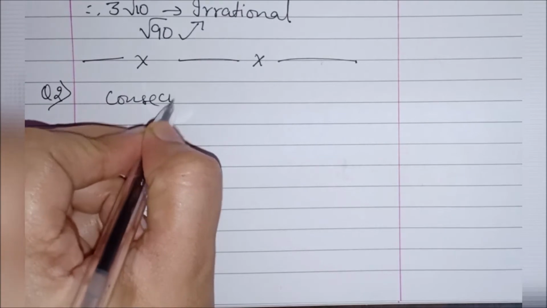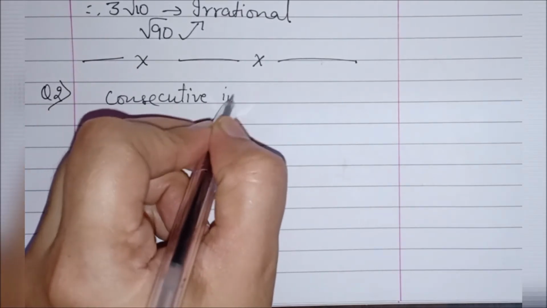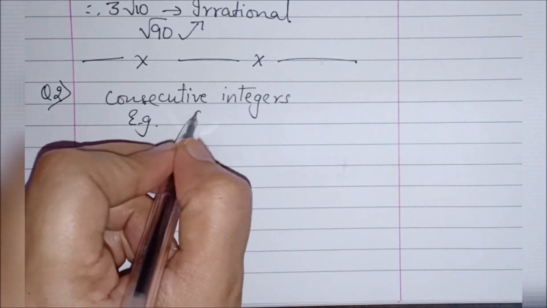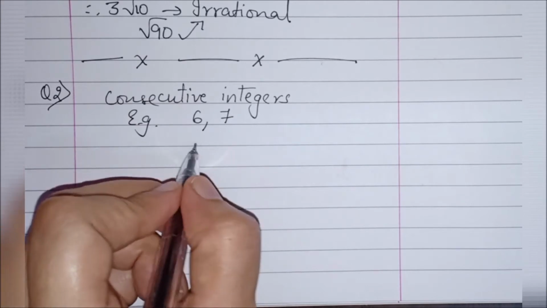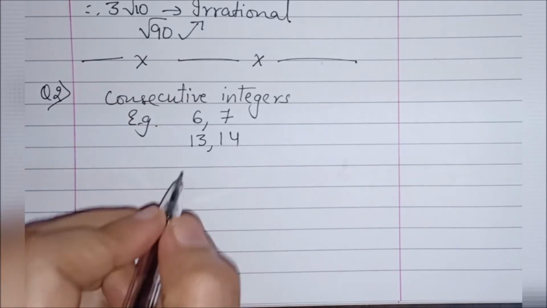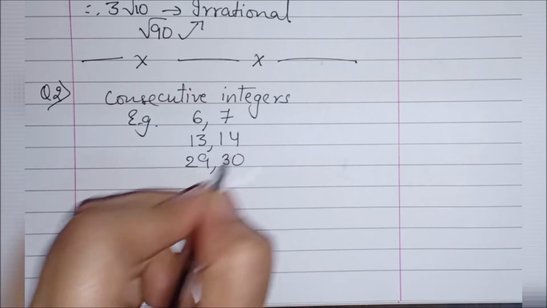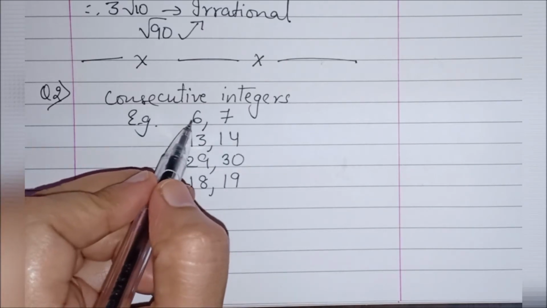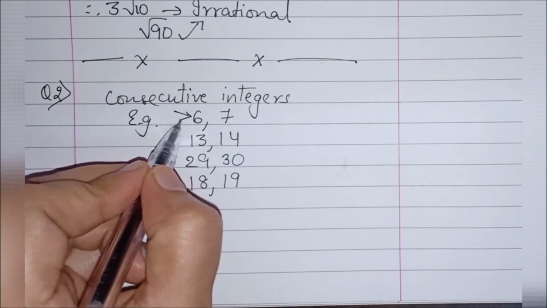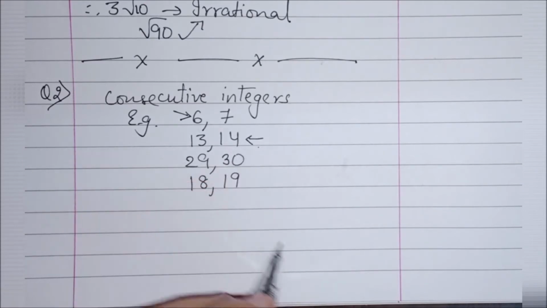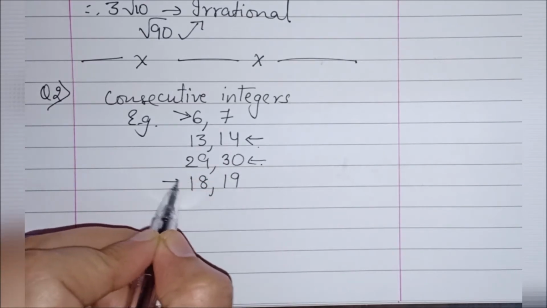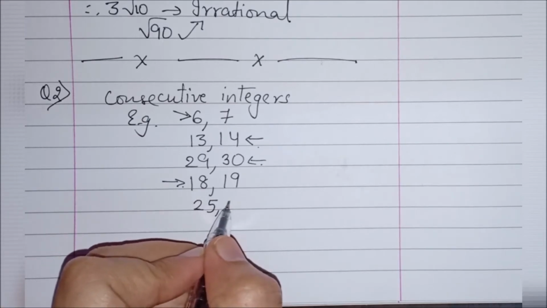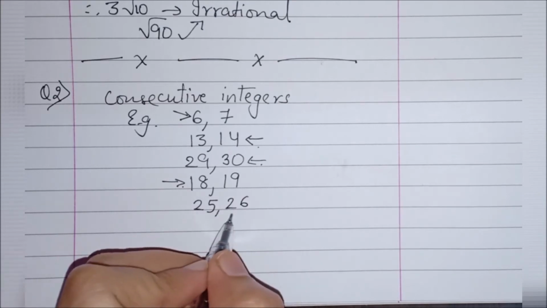Now we are asked to check the consecutive integers' product. So let's take examples: 6 and 7, or 13 and 14, or let's take 29 and 30. These are all consecutive integers, 18, 19. If you observe here, 6 is divisible by 2, 14 is divisible by 2, 18 is divisible by 2. Now if you take say 25 and 26, in this example as well, 26 is divisible by 2.